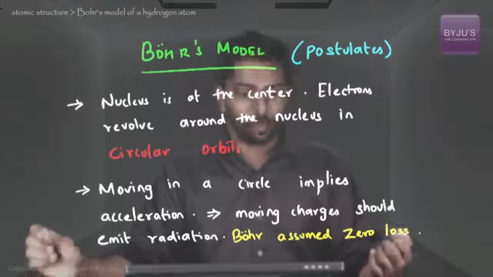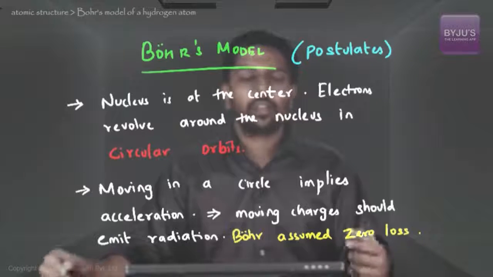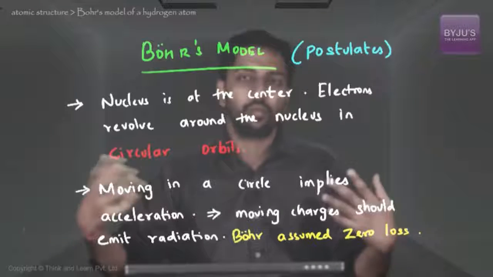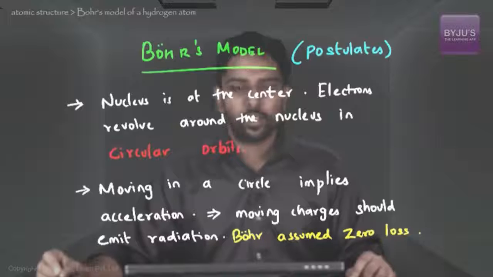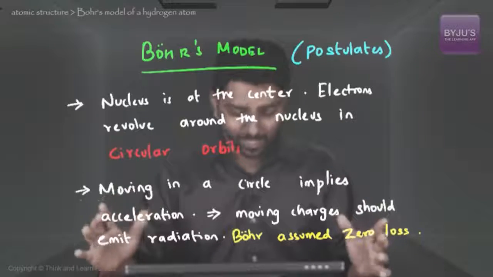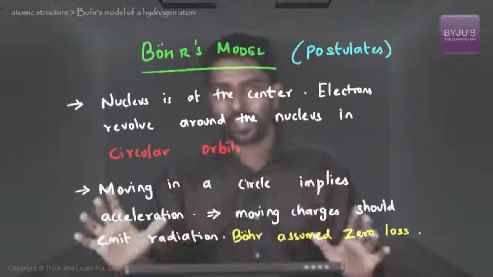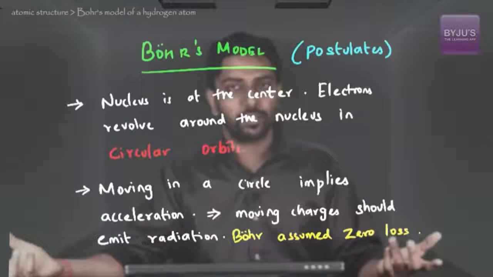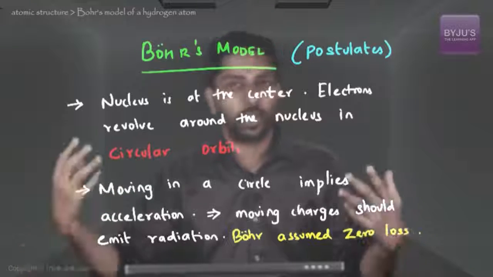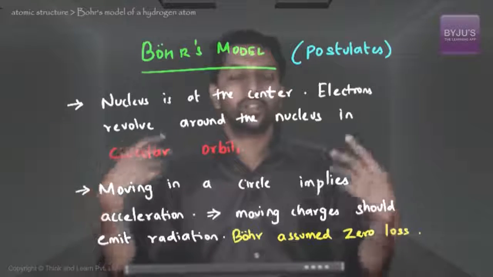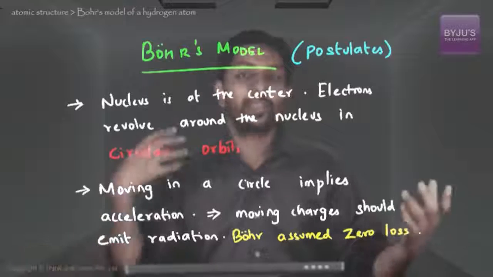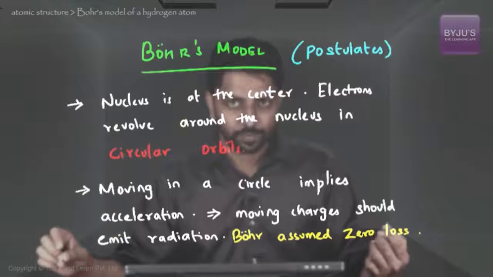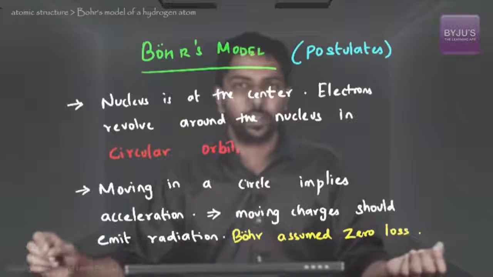So moving in a circle implies acceleration, and the electromagnetic theory, which was given by Maxwell and many others and improved upon by many other scientists, it doesn't matter who gave the theory, states that when a charge is accelerating, it will emit electromagnetic radiation in the form of energy. So when it is constantly emitting energy, it is going to be losing energy, isn't it? Energy has to be conserved. So when it is losing energy, then very tricky things happen.